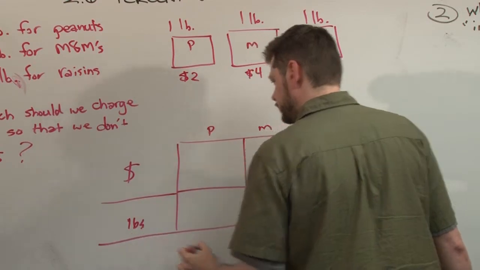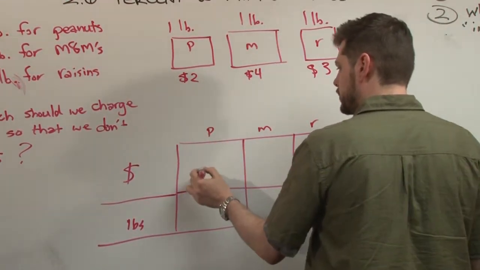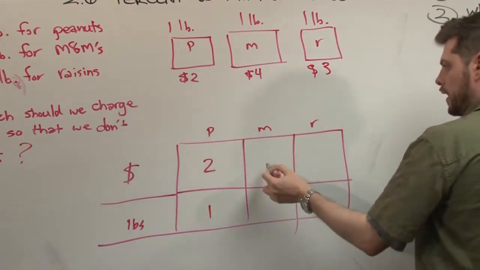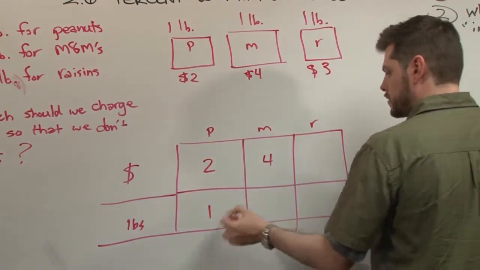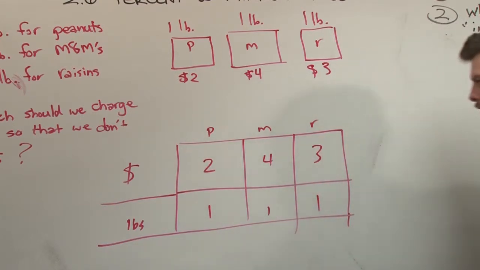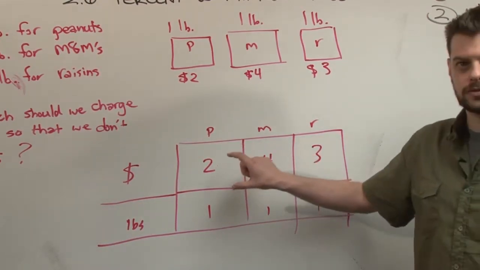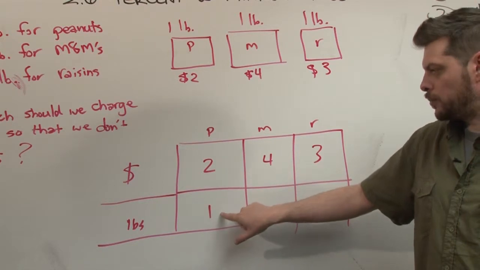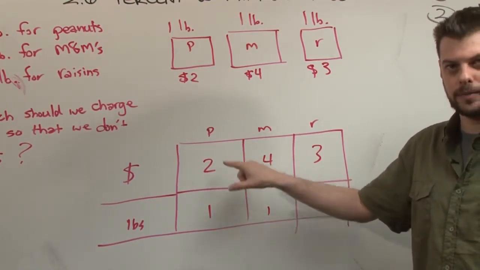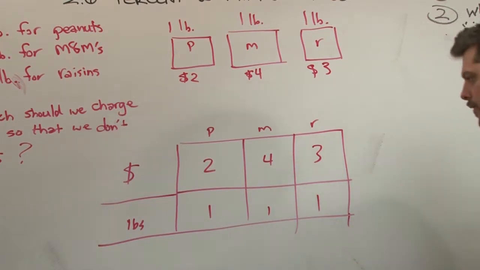So for peanuts, it's going to be $2 and it's 1 pound. And then we've got $4 for 1 pound, and then we have $3 for 1 pound. This is starting to look like ratios, isn't it? For every 1 pound, we have $2, right? The ratio of quantity to price. This is an important concept, all right?